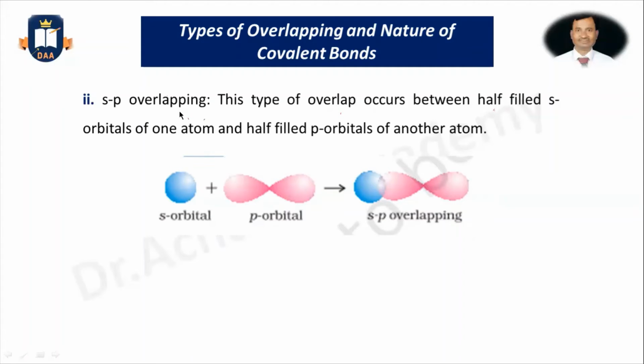Now SP overlapping. You can see these p orbitals in the horizontal axis, and S orbital obviously is spherical in nature. So when an S orbital overlaps with one lobe of a p orbital, this type of overlap is called SP overlapping. This is the SP overlapping.